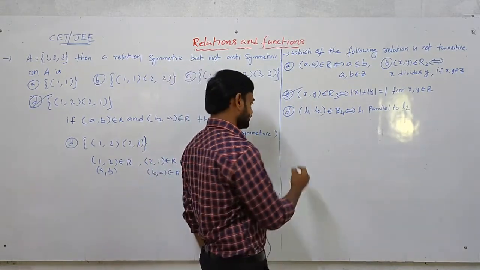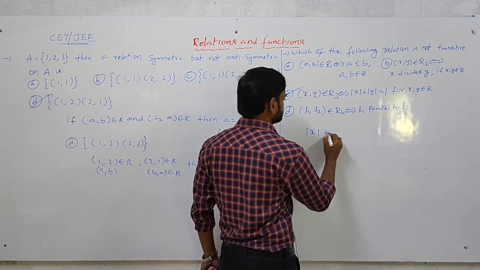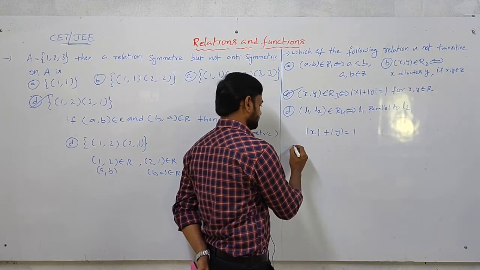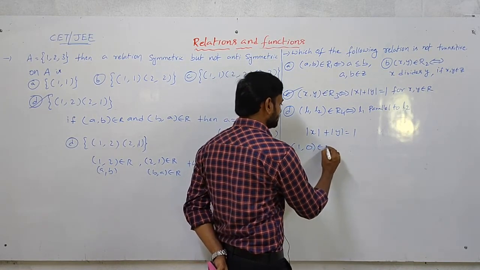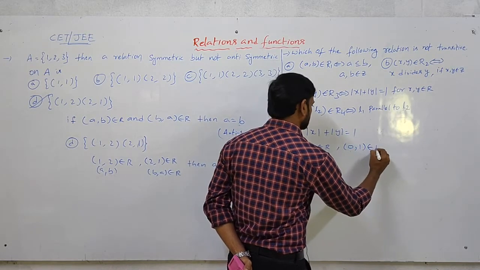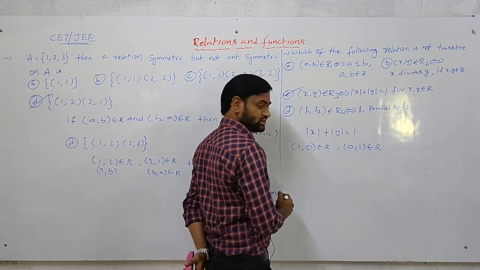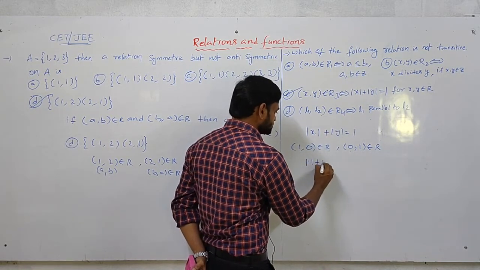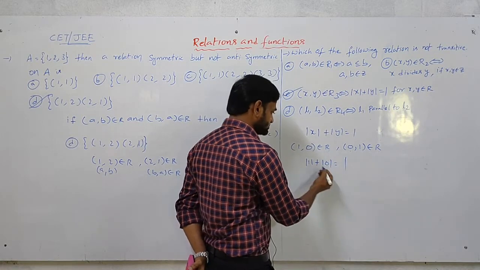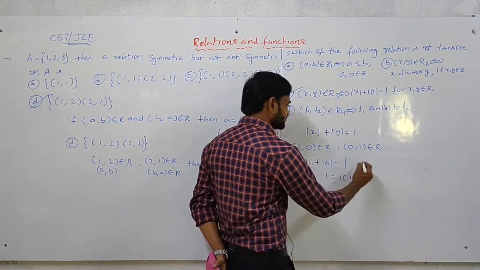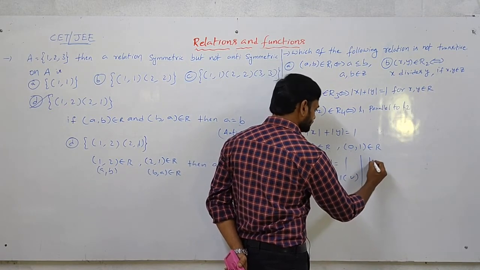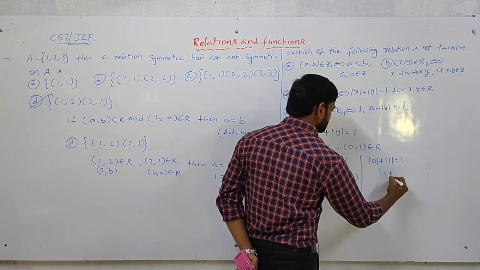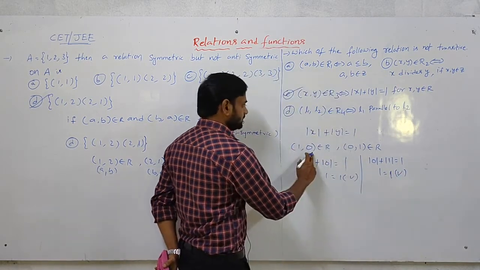How is it? Check it out. So I am taking mod of x plus mod of y equal to 1. I will take two ordered pairs: (1,0) belongs to R, (0,1) belongs to R. First I am checking (1,0) belongs to R. So x value 1, y value 0. That is mod of 1 plus mod of 0 is equal to 1. Yes, 1 equal to 1. Now this one, (0,1): mod of 0 plus mod of 1 is equal to 1. Yes, 1 equal to 1. Yes, both hold, (a,b), (b,c).